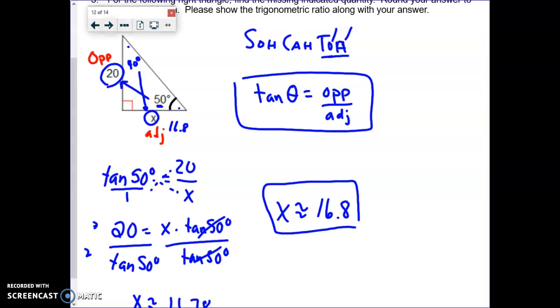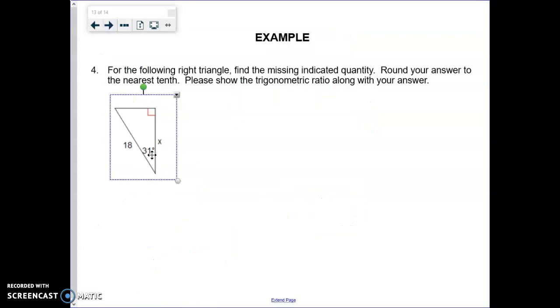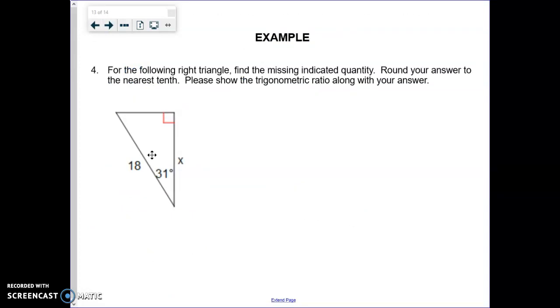So let's go do our last problem and see how this is done. So here's our reference angle again. So what do we know? Well, we know that the 18 would be the hypotenuse because it's opposite the right angle. It doesn't touch it. And then since x does touch our reference angle, 31 degrees, that is the adjacent side. The opposite side up here, we don't know anything about. To be honest with you, we won't want to find it, so we don't even worry about it.